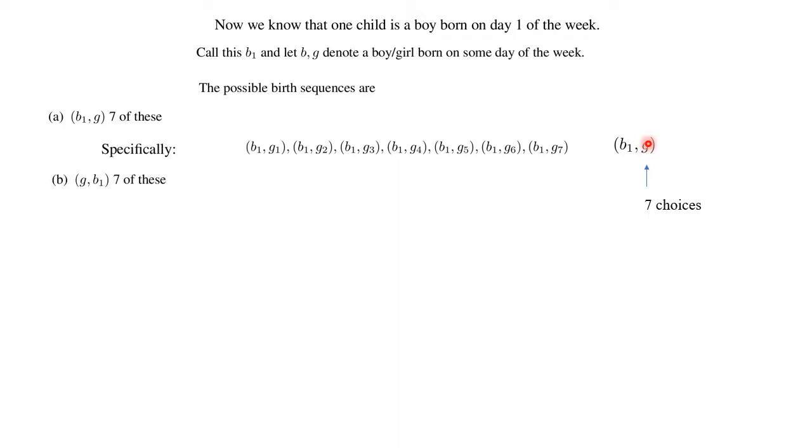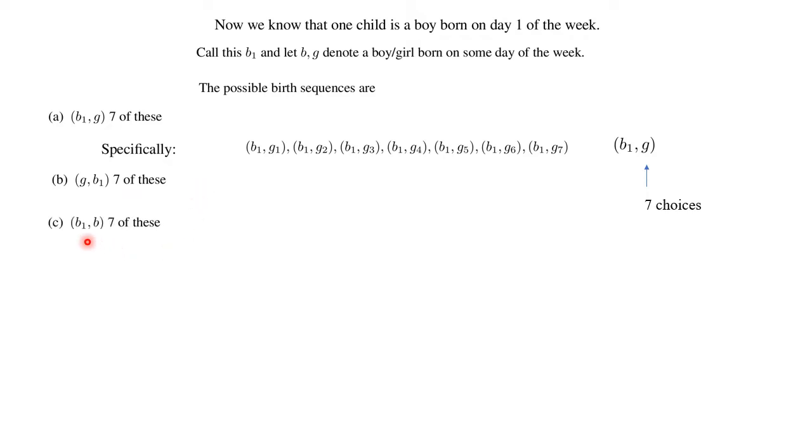A similar analysis reveals that there are 7 of these then. If the boy born on a Sunday is the second-born, and the sibling is a girl who is the firstborn, then there are 7 choices for G here. So there are 7 of these, and there are 7 of these.